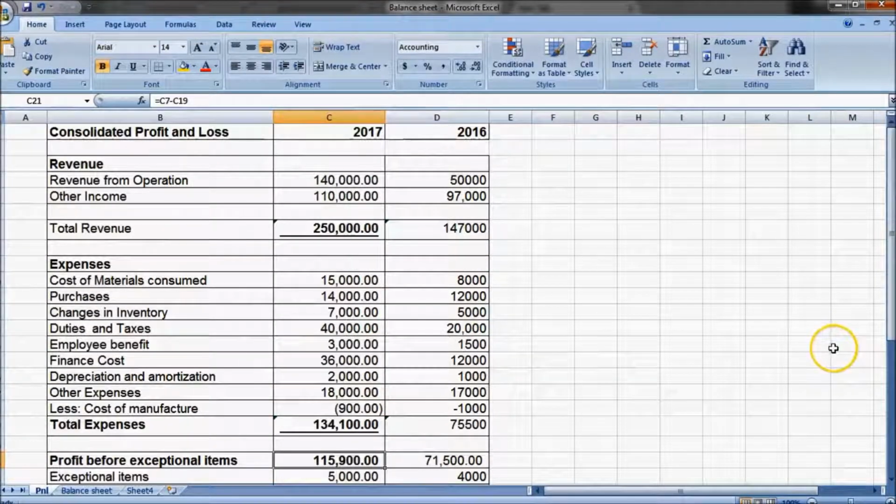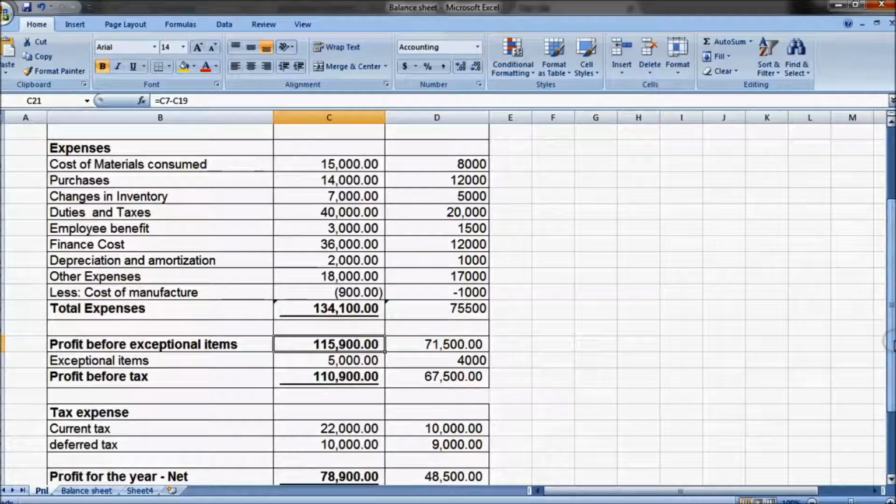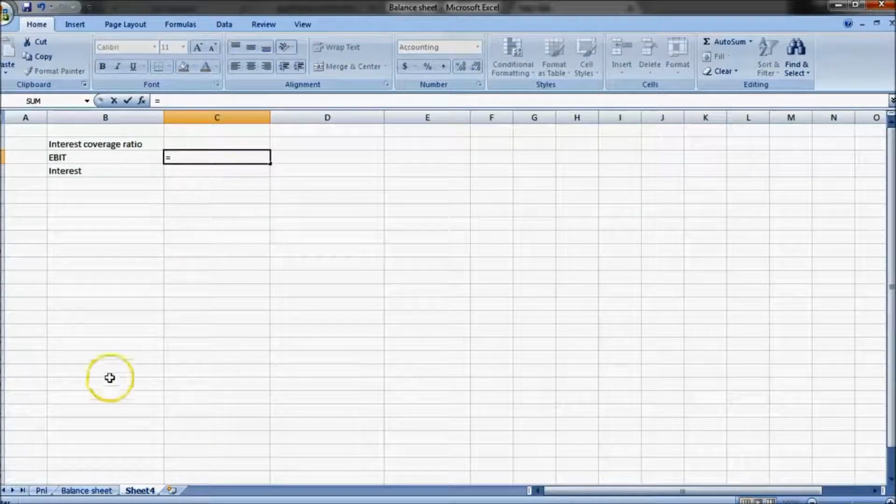So we'll be calculating the interest coverage ratio. For the interest coverage ratio, we need to know the earnings before interest and tax, and we need to know the interest amount. Now here, earnings, that is profit before exceptional items, is 1,50,900. This is before tax and before exceptional items. However, it is also taking into account the finance cost, which we need to add back. I also do not take exceptional items because these items are unusual and do not occur on a regular basis.